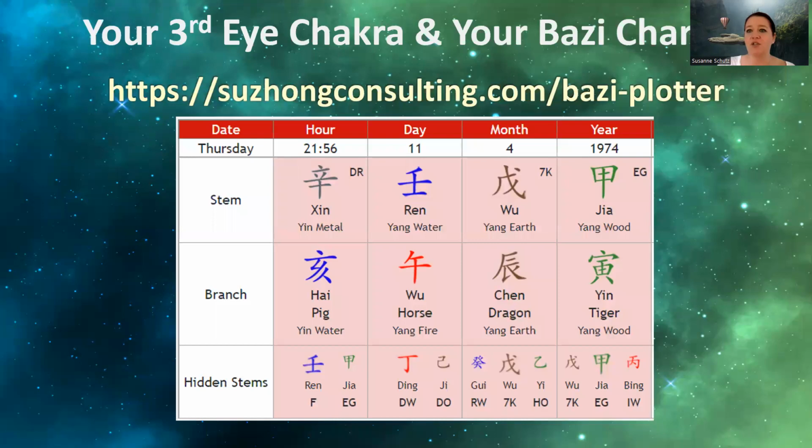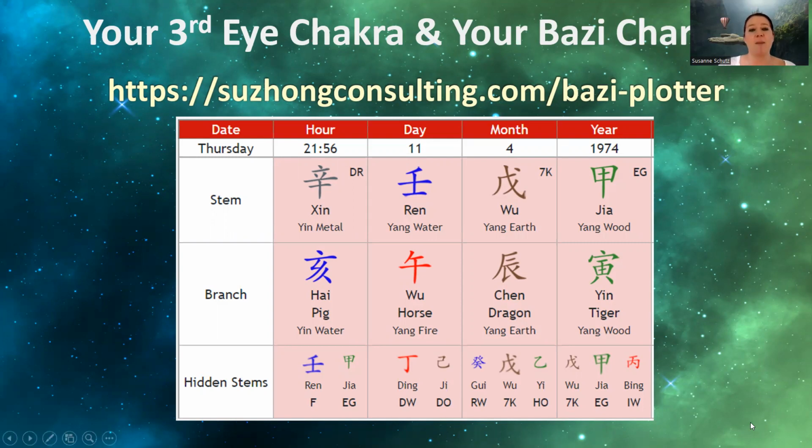Now, the first thing you need to do is plot your Bazi chart. This is very simple. You can just go to this link. I will also post it in the notes to this video. You just copy paste it and then you can plot your chart. If you are not sure about the exact birth time, this is not so critical for this particular analysis, so don't worry too much about it. The rest surely you will know.